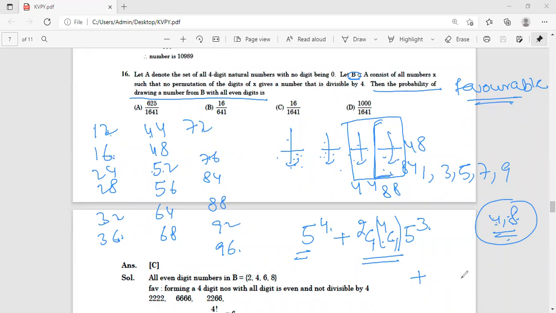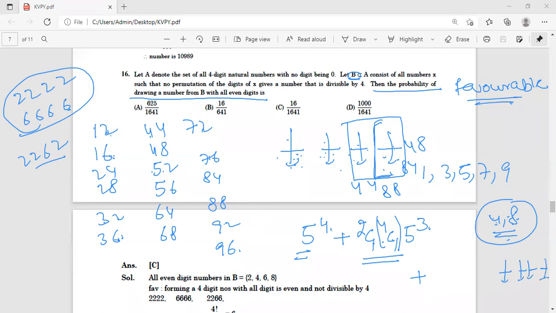Of course, when all of them are even, you cannot have 4 and 8, because 4 and 8 come with everyone, with the 2 also, with 6 also, with 4 also, with 8 also. So only 2 and 6, even if they come together, 26 and 62, both are not present. 2 and 6 only can come if all the digits are even.